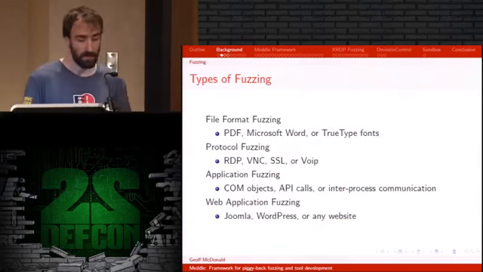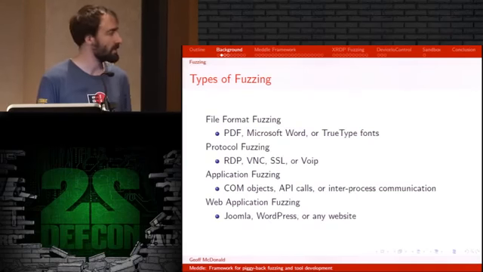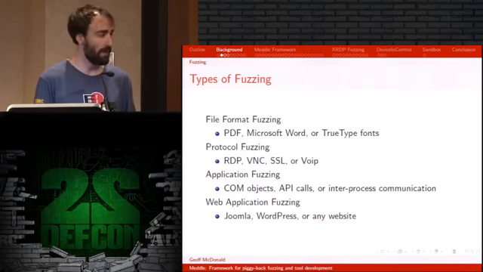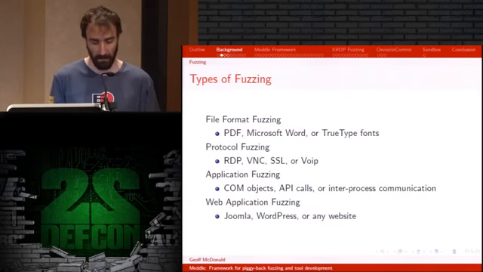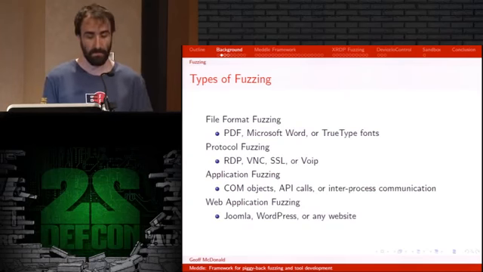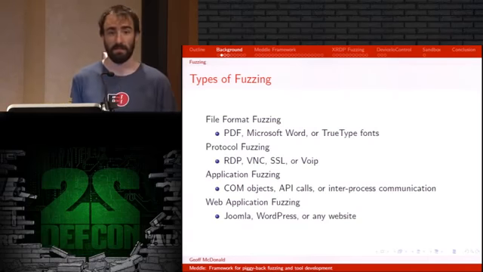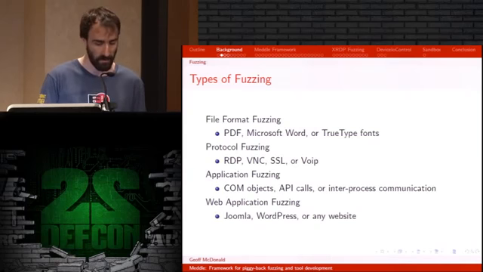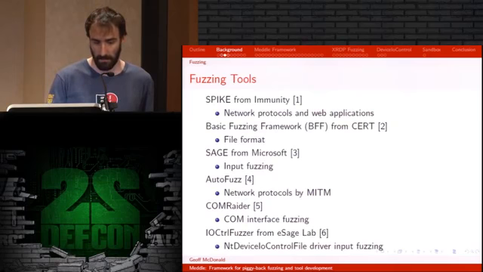So first I'm going to go over a little bit of background. There are several different types of fuzzing. Some of these overlap with one another; they aren't exactly distinct. For example, file format fuzzing can be PDF or Microsoft Word. Meanwhile, protocol fuzzing could be things like RDP. Application fuzzing could be COM objects or API calls. In some of those cases, you might be looking to escape a browser sandbox, or for elevation of privilege on the local machine. And web application fuzzing is kind of a different story. It could be Joomla, or web applications, or looking for SQL injections.